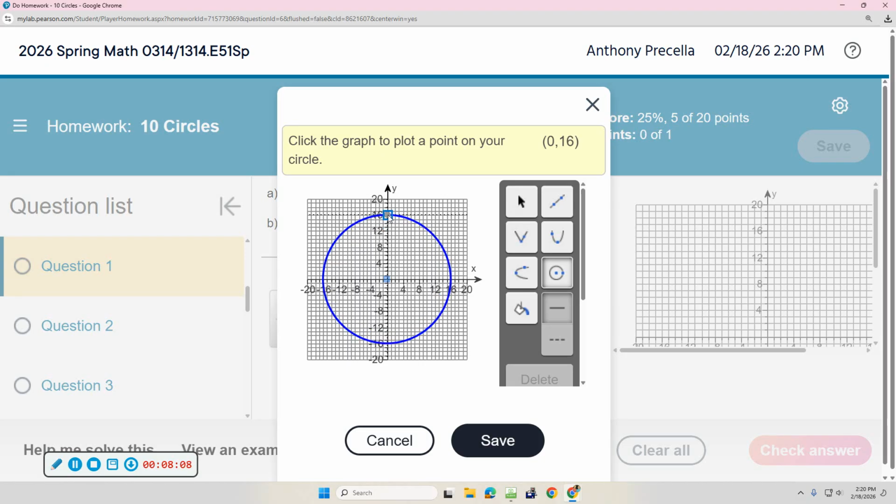Notice when he's moving 16 units up, it was also moving 16 units down, left, and right. So it doesn't matter which direction you move, either up, down, left, or right. You plot the center, then whatever the radius is, up, down, left, or right to get the second point. If he were going up, what number should he be at on the y-axis? 16. Is that where he wanted to be? Look at that ordered pair in the yellow box. Yep, 0, 16.